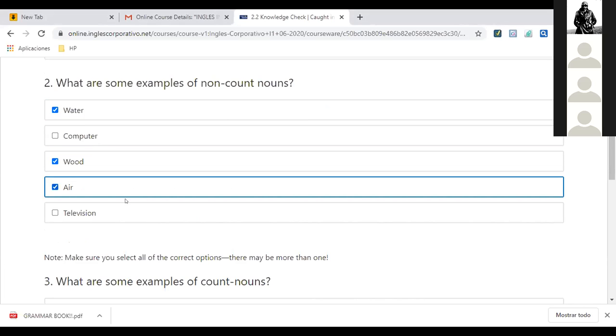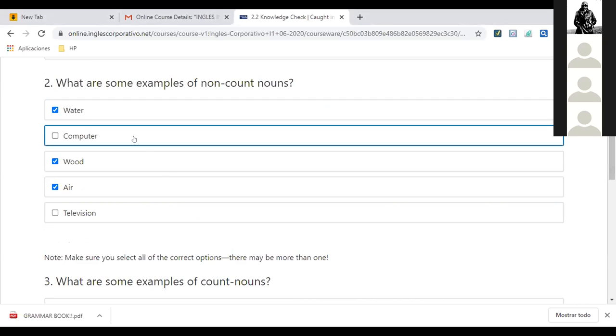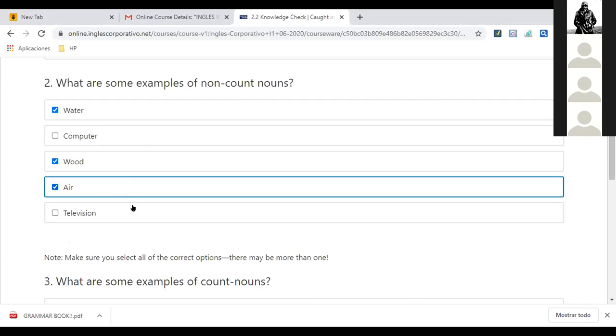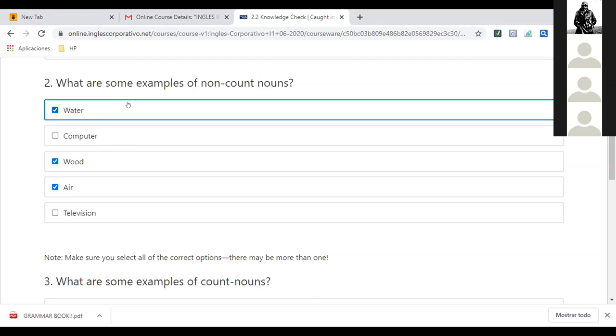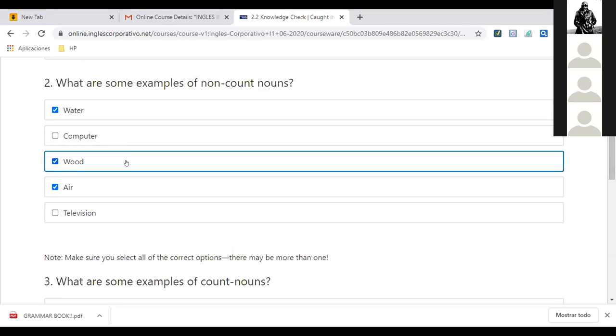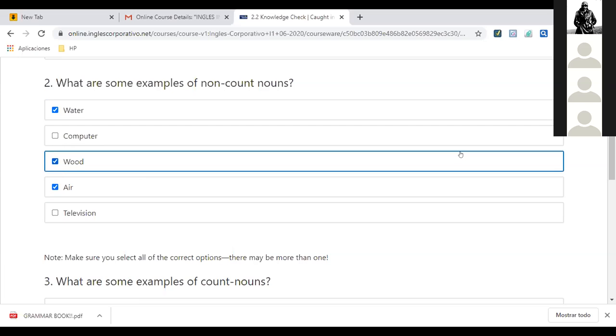Water, wood, and air. Okay. Can you count computers? Yes, you can. Can you count televisions? Yes, you can. Now, water cannot be counted. Wood cannot be counted. And air cannot be counted either. Now, you can measure it, but you cannot count it.